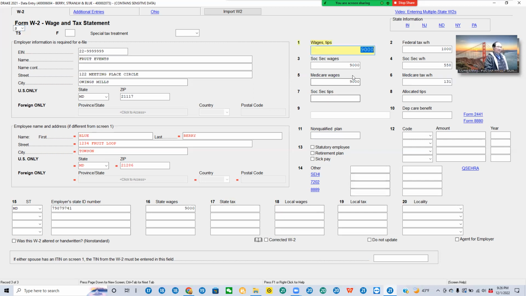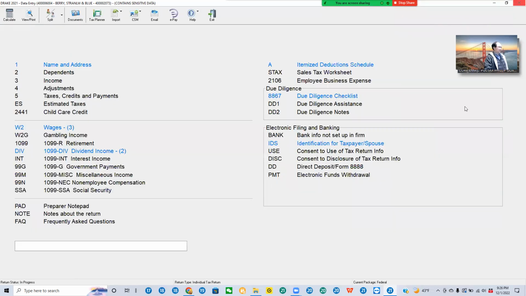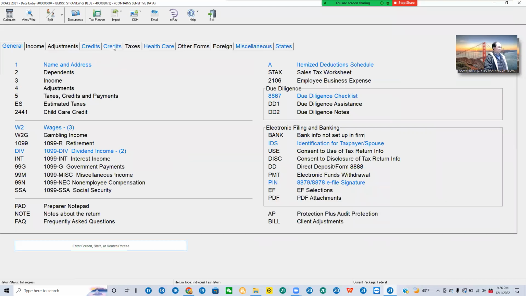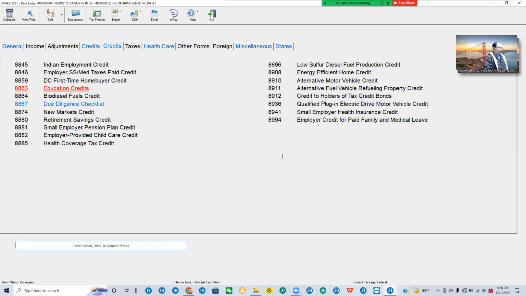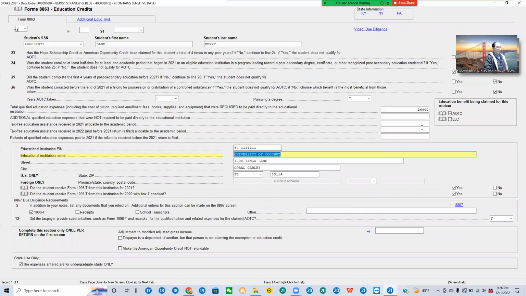The spouse only makes 9,000 for this year because the spouse is also going to school. How do I know it? The information shows it's going to school for this university and spent 16,000. Is it the first year? After the first year, the American Opportunity Credit. So this is the second year going to college.